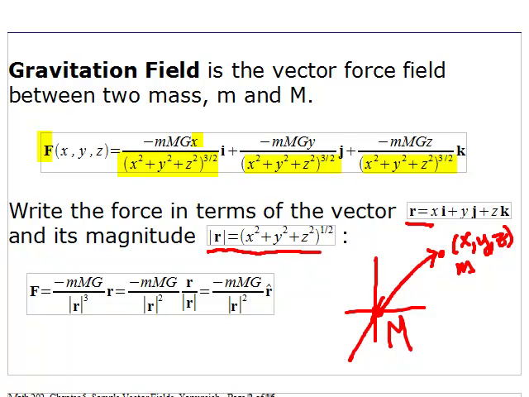What is its magnitude? Obviously, magnitude is just the square root of r dot r, so that's x squared plus y squared plus z squared to the 1/2 power. Now I'm going to rewrite this equation in terms of that r. So again, I have my constant minus m, big M, and G, the gravitational constant. And now the xi, the yj, and the zk, those really make up the r vector. So I'll write the r vector here. Looking in the denominator is the magnitude of r cubed.